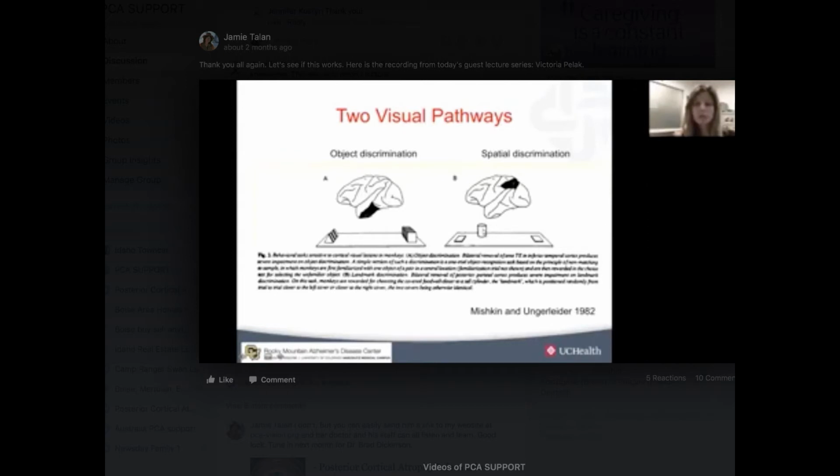So being able to discriminate how close an object was to one area of the setup to another area. So we learned and solidified our information that that area of the brain is very important for spatial discrimination, and this area is very important for object discrimination. And we can really use this information to inform us about symptoms.